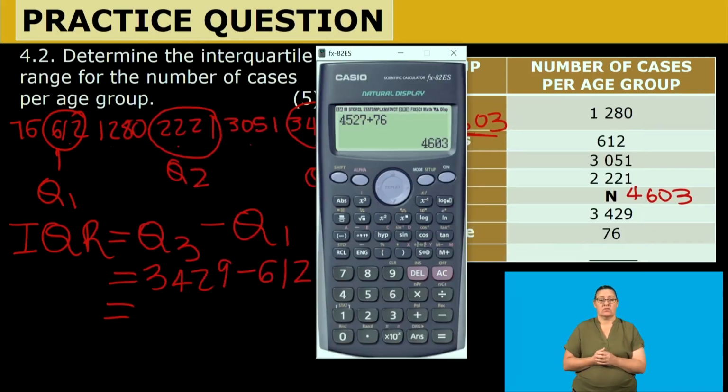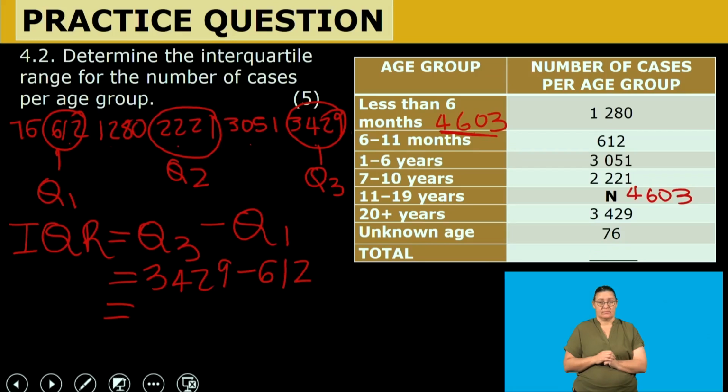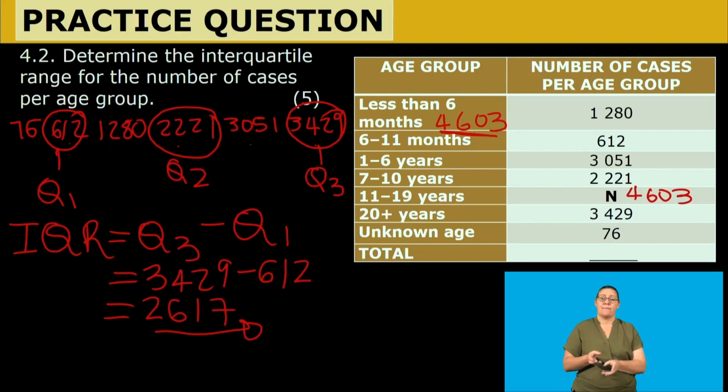So when we punch in our calculators, let me restart the calculator. 3,429 minus 612. I am getting 2,817. This is the answer that I'm getting. That is our interquartile range.